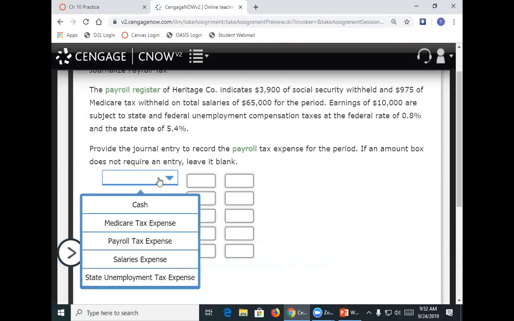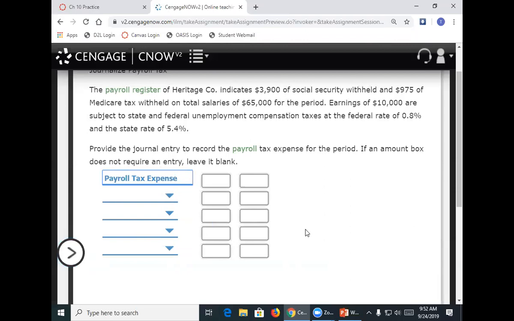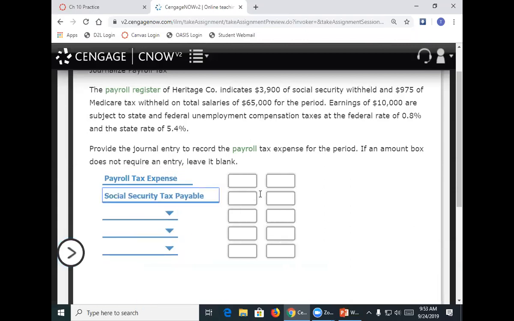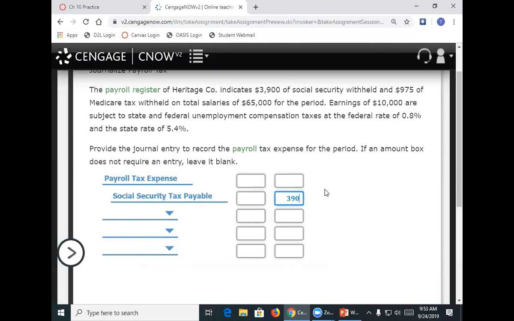So the total amount we're going to debit to payroll tax expense, but we don't know that amount yet because we have to add up the 4 taxes. So I'm just going to put in that debit payroll tax expense. Then they told us what our Social Security was. So on the next line, I'm just going to do Social Security tax payable. And they gave that to us. It was $3,900 of Social Security tax payable.